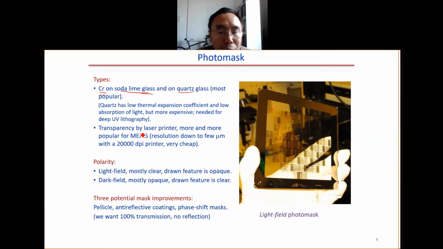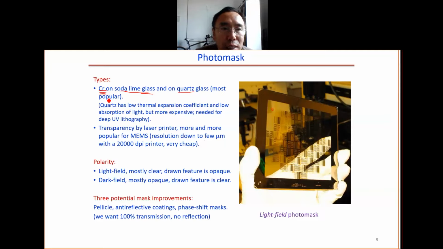We can also use a transparency printed by a laser printer. Nowadays people don't print transparencies very much. In old times, people used transparencies for presentations. So we have the black color on top of the transparency. This can also be used as a mask. The resolution can be down to a few micrometers.